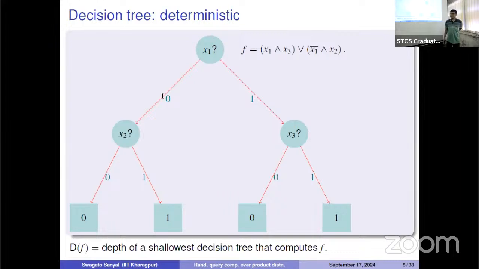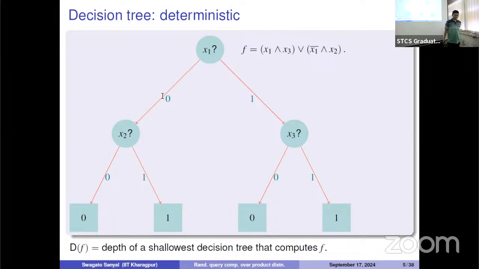And so the depth can depend on the order in which you are querying the variables. Like here, you are querying first x1 and then x2 or x3. Yeah, so a different tree which computes f can be structurally different.